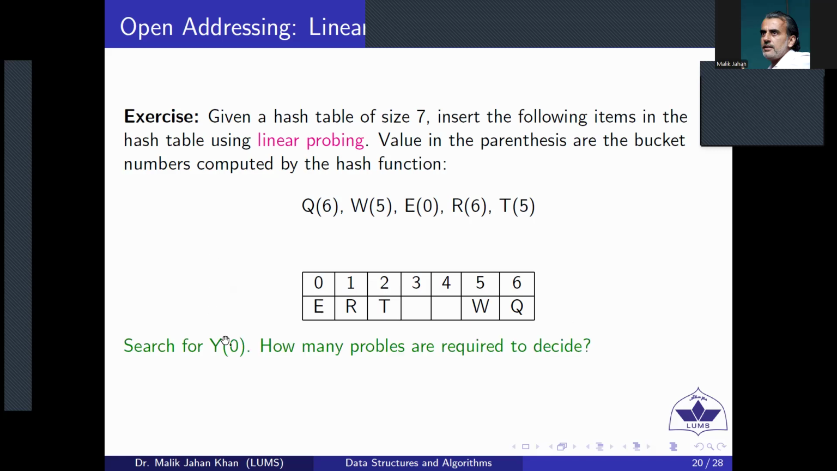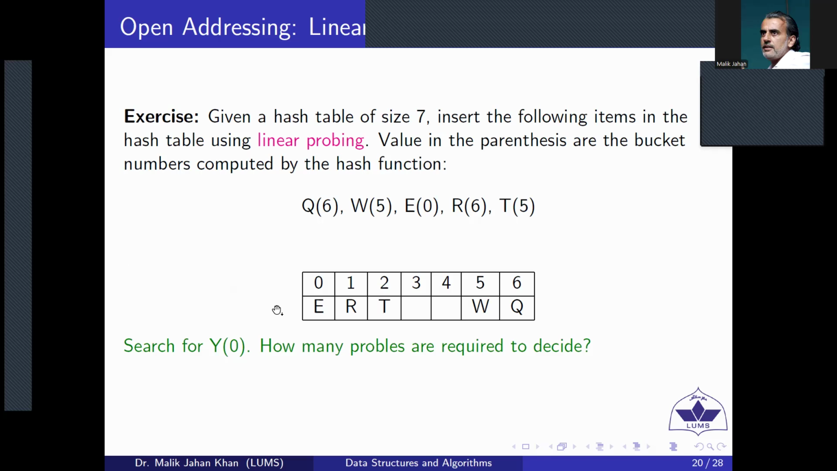If we have to search for y, where the hash value of y is 0, how do we locate it? How many probes are required to decide that y is not there? Take a pause, think, and answer to yourself what the number of probes required to decide that y is actually not in the hash table will be.